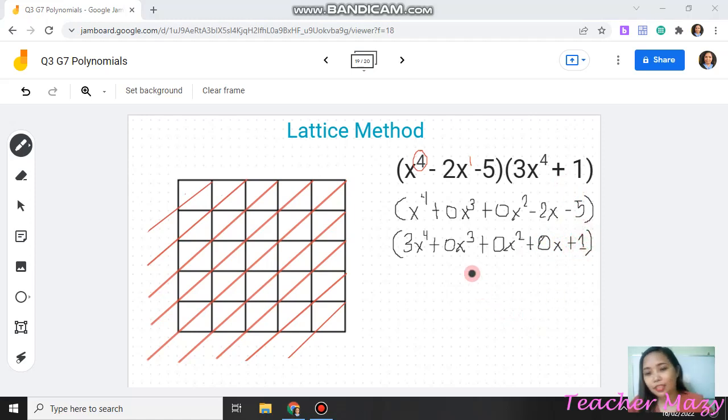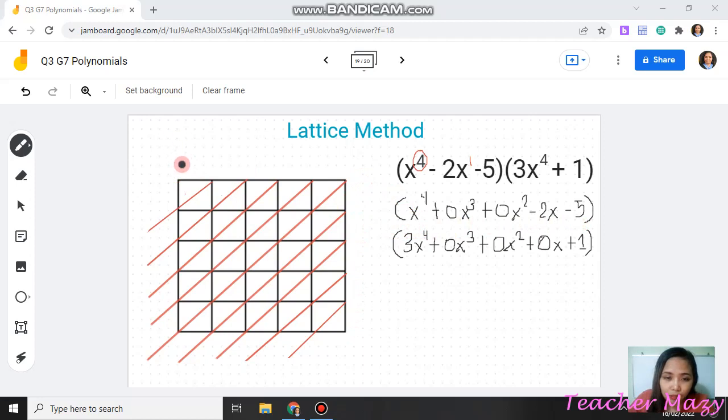So now, as you can see, we have 5 terms here: 1, 2, 3, 4, 5. And another 5 terms from the second factor. So we have 1, 2, 3, 4, and 5. So unlike in the previous given that had only 3 terms and 2 terms for the second factor, to use the lattice method, you need first to expand or write the missing terms before you start writing the numerical coefficient.